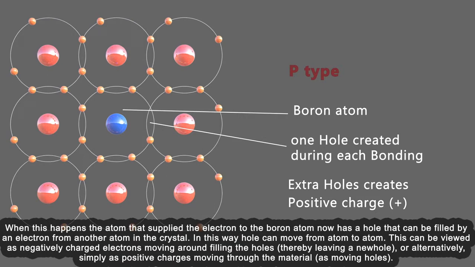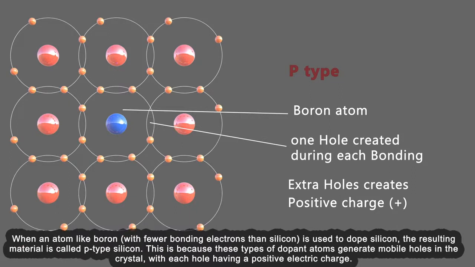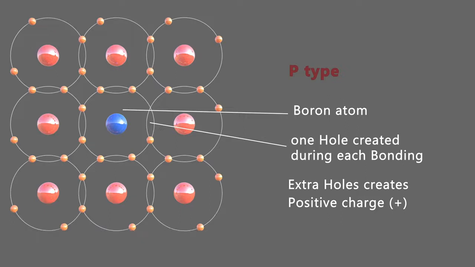When this happens, the atom that supplied the electron to the boron atom now has a hole that can be filled by an electron from another atom in the crystal. In this way, a hole can move from atom to atom. This can be viewed as negatively charged electrons moving around filling the holes, thereby leaving a new hole, or alternatively, simply as positive charges moving through the material, as moving holes. When an atom like boron, with fewer bonding electrons than silicon, is used to dope silicon, the resulting material is called p-type silicon. This is because these types of dopant atoms generate mobile holes in the crystal, with each hole having a positive electric charge.